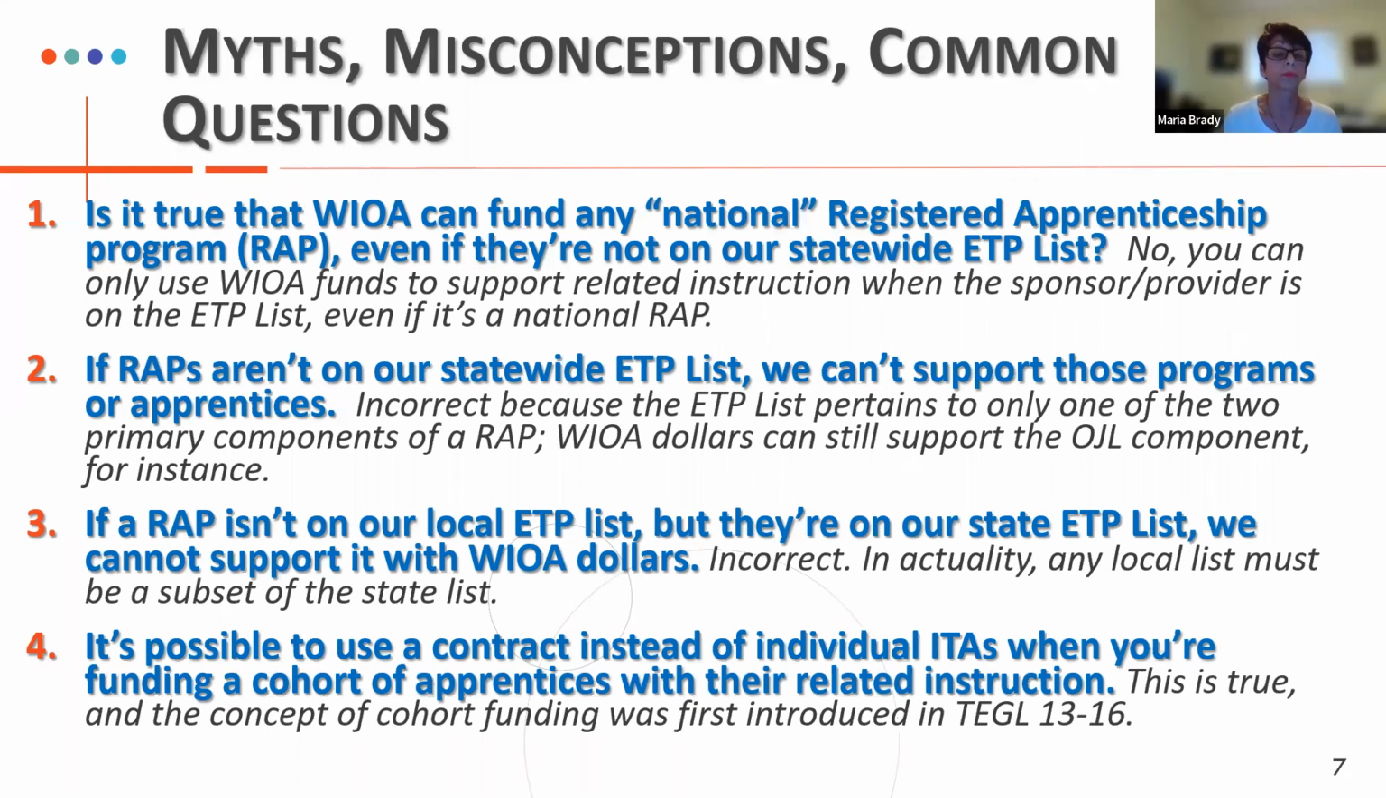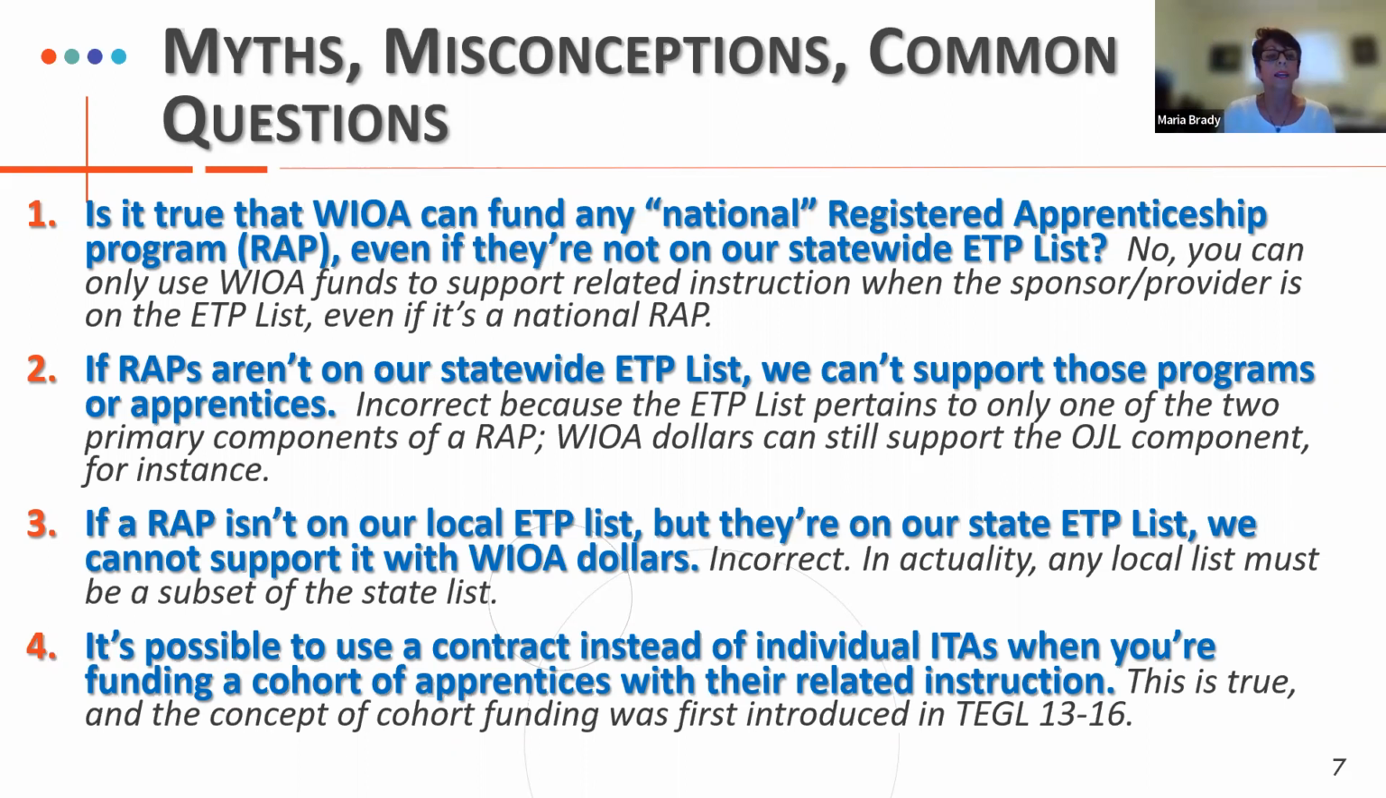Number 3, if a registered apprenticeship program is not on our local ETP list, but they're on our state ETP list, we cannot support it with WIOA dollars. That is incorrect, and it shows a misunderstanding, because every local list, if it exists, must be a subset of the state list. So there can't be something on the local list that's not on the statewide list.